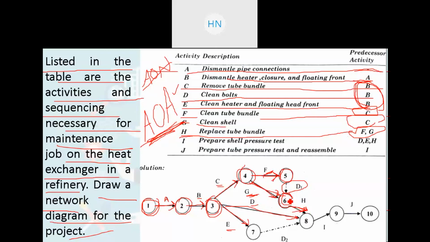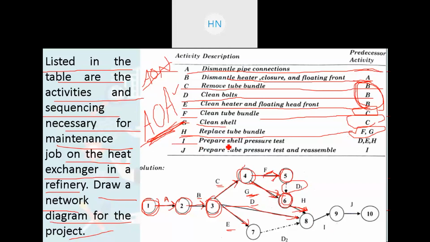When this dummy activity is added, whenever two arrows come out from the same event and connect to the same ending event, it will generate parallel arrows for two events. Two parallel arrows cannot be possible. So for that we are adding dummy activity, right?